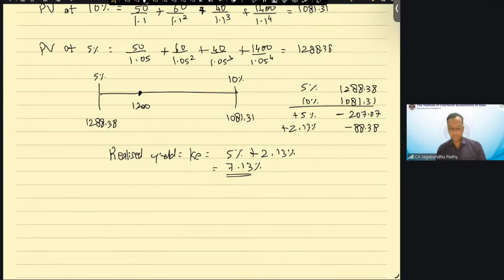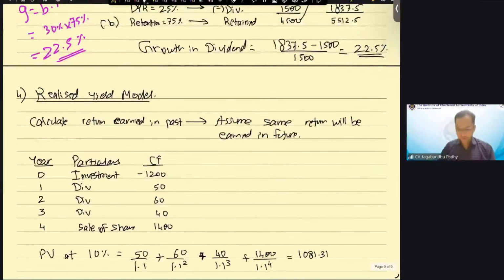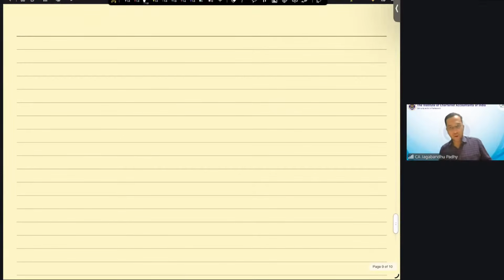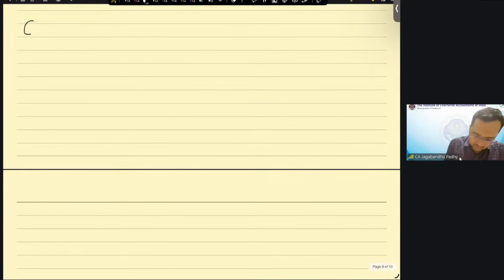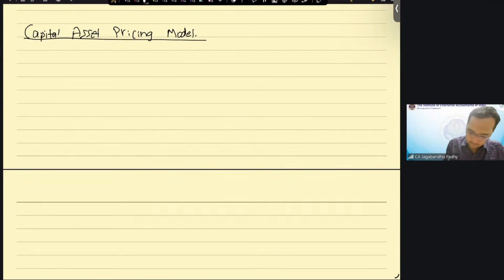Clear, everyone? Okay, so this was the fourth approach, the realized yield approach. We are left with one last but not least and also really interesting method of calculating cost of equity, called the capital asset pricing model. This is what we call the capital asset pricing model. Now, how do we calculate this CAPM, or capital asset pricing model?